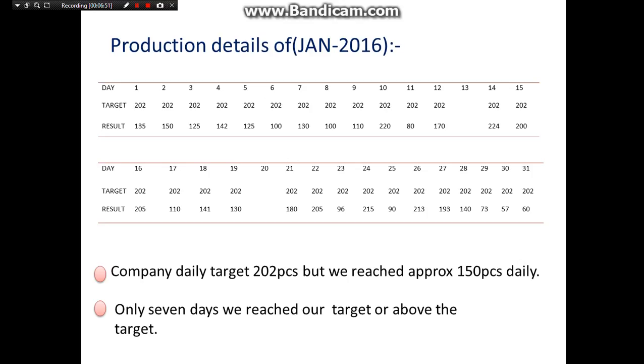This is the production details of the January month. We can see in the table, this is the whole month. First, second, third, fourth weeks. The daily target of the company is 202, but the company reached only 135, 150, 125, 142. The daily average the company reached is 150 pieces of DDU. Company daily target is 202 pieces, but we reached approx 150.